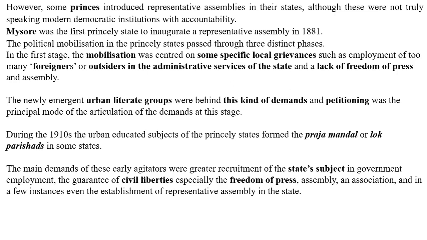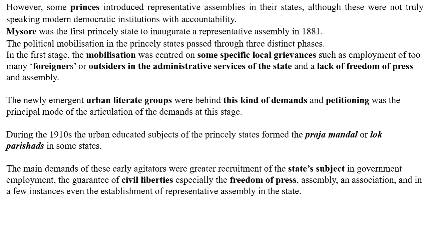So as you can say, as things were increasing, urban literate groups were actually putting these demands, these kinds of grievances, to their lords or to their rulers about some small kinds of issues. It started with some small local grievances. Like, for example, as I mentioned, there was too much outer influence or interference in the administrative system. There was a lack of freedom of press and assembly, and all these things started accumulating. And the urban literate groups started to put these demands in the form of prayers and petitions in a parliamentary way.